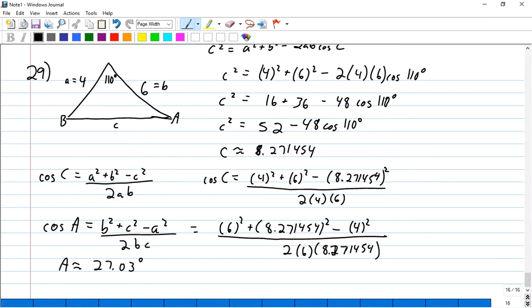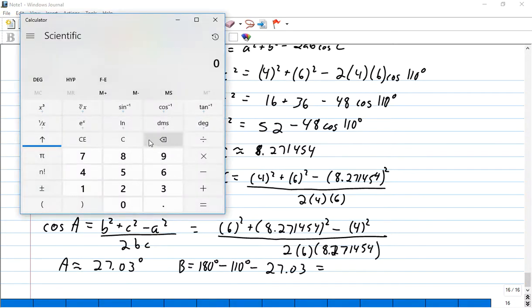So now I am going to solve for angle B. All you have to do is say 180 degrees minus 110 minus 27.03, and see what we get. So that's going to be 70 minus 27.03, which is 42.97. You may even see that written as 43 if it's a multiple choice problem.